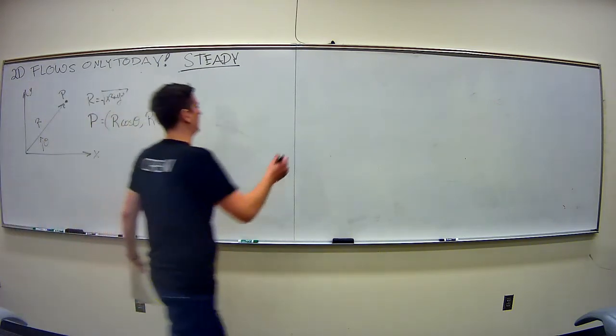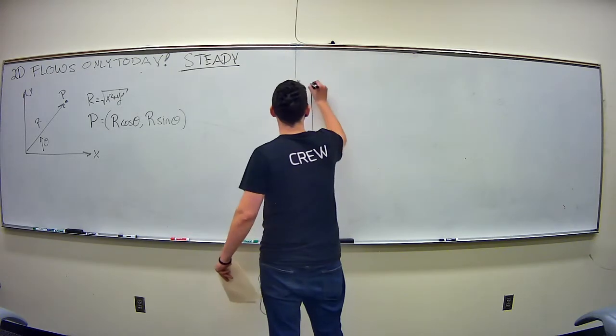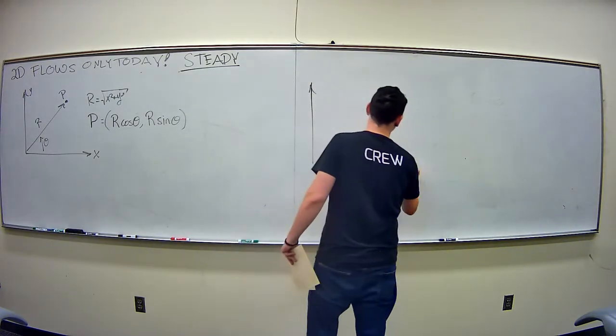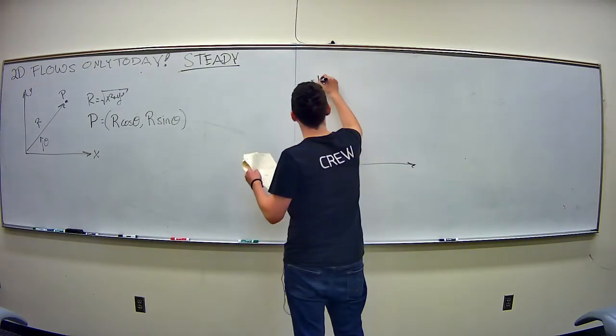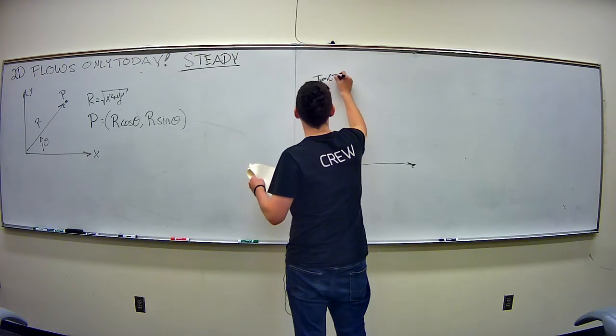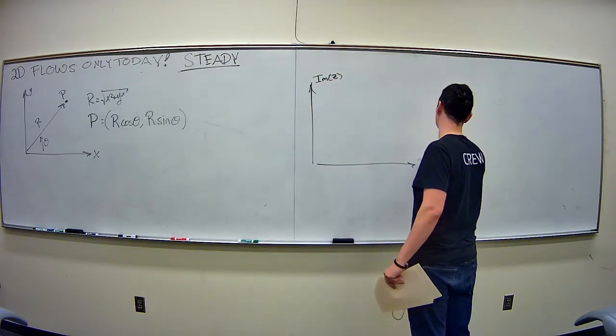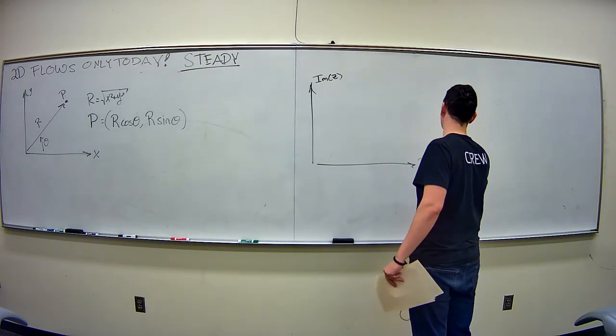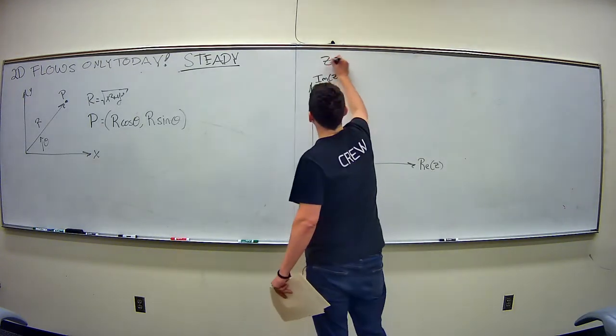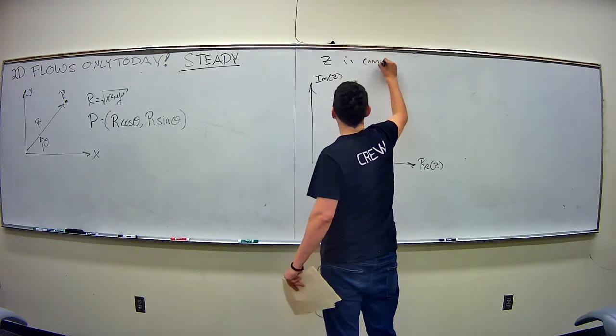Okay, in the complex world, if we talk about complex numbers, here I'll even call this axis the imaginary part of a complex number z. This one I'll call the real part of the complex number z. Right? Z is a complex number.